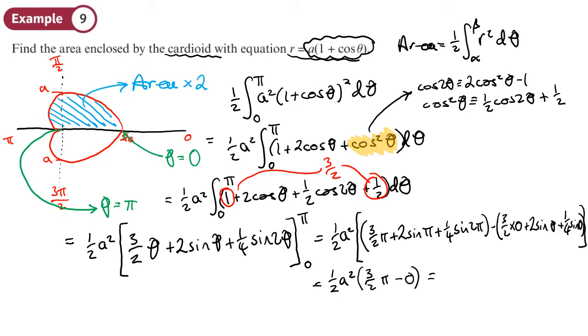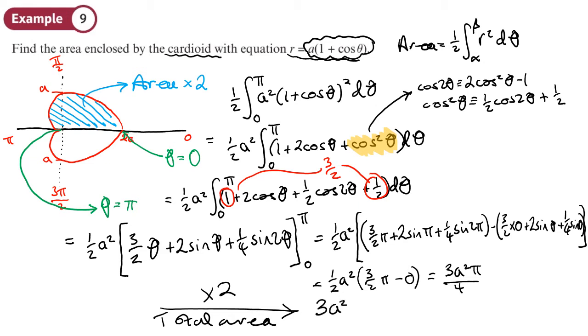Okay, so if I multiply that out, I'll get 3a squared pi over 4. Okay, now that's only half the area. We've got to times that by 2 to find the total area. And if we times that by 2, we're going to get 3a squared pi over 2. So that's going to be the area of that nice little heart shape.